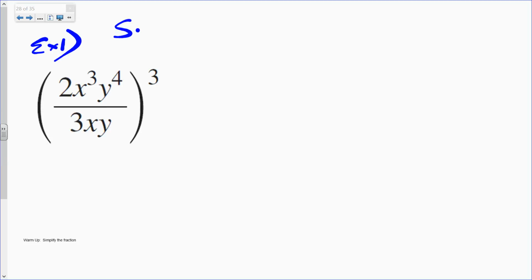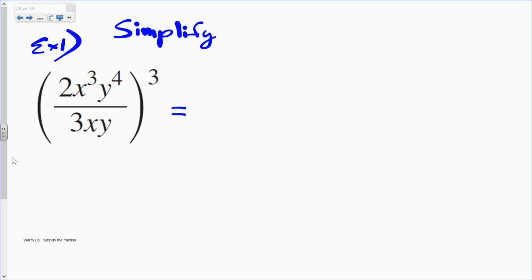Let's simplify using rules of exponents. How many rules did I throw at you, Rena? How many were there? 6. We're going to use all 6 to simplify this. Okay. Let's do it.